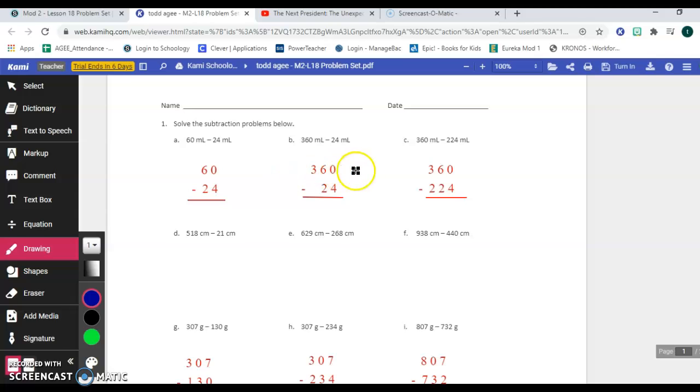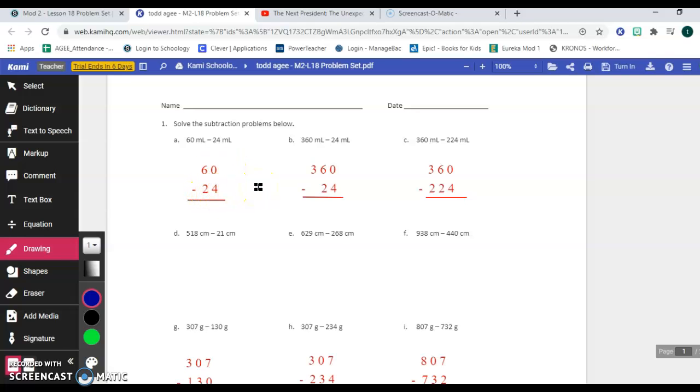So you can see I've stacked the numbers so that the ones are on top of the ones, the tens are on top of the tens, and the hundreds are on top of the hundreds. All I've done is just rewritten these expressions in the form of the standard algorithm. So the standard algorithm is just the larger number on top of the bottom number.